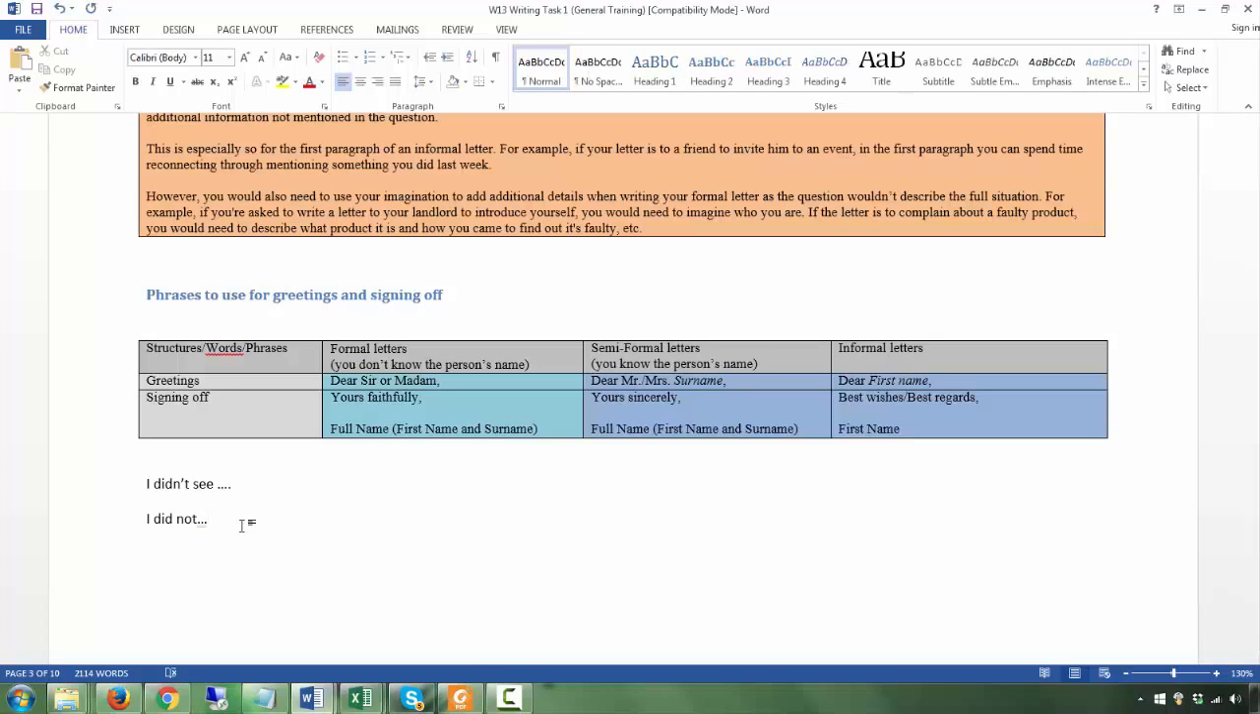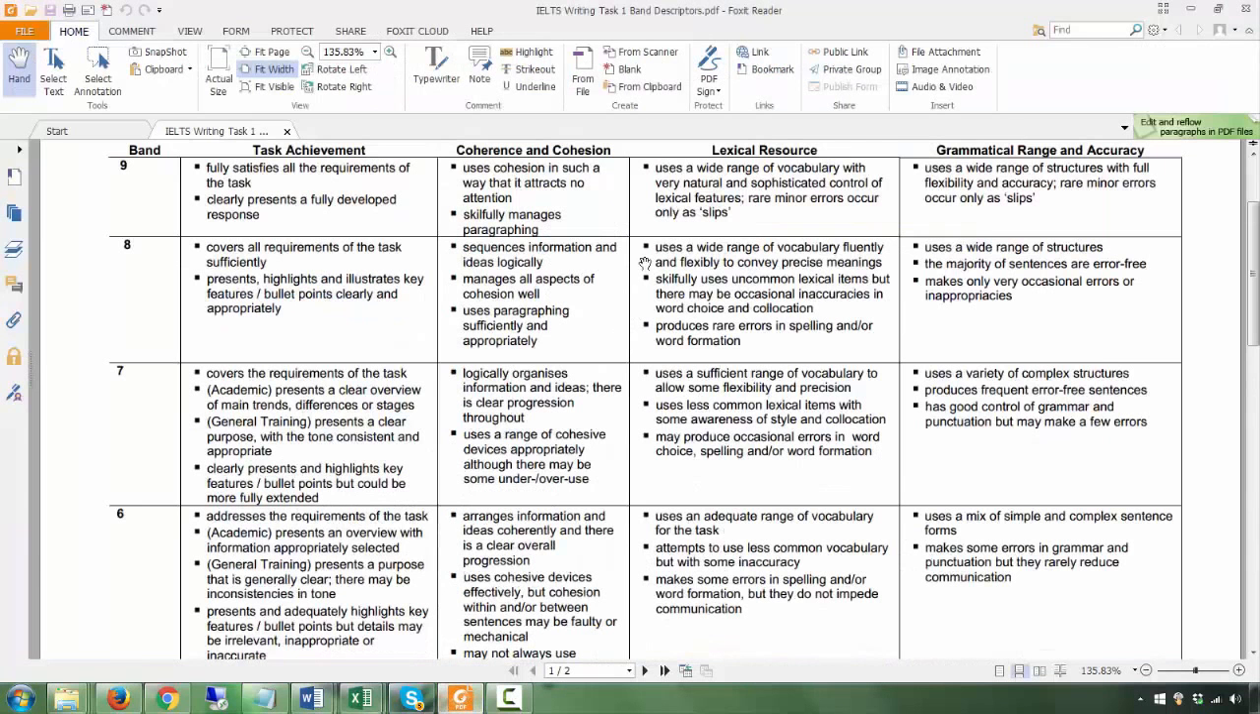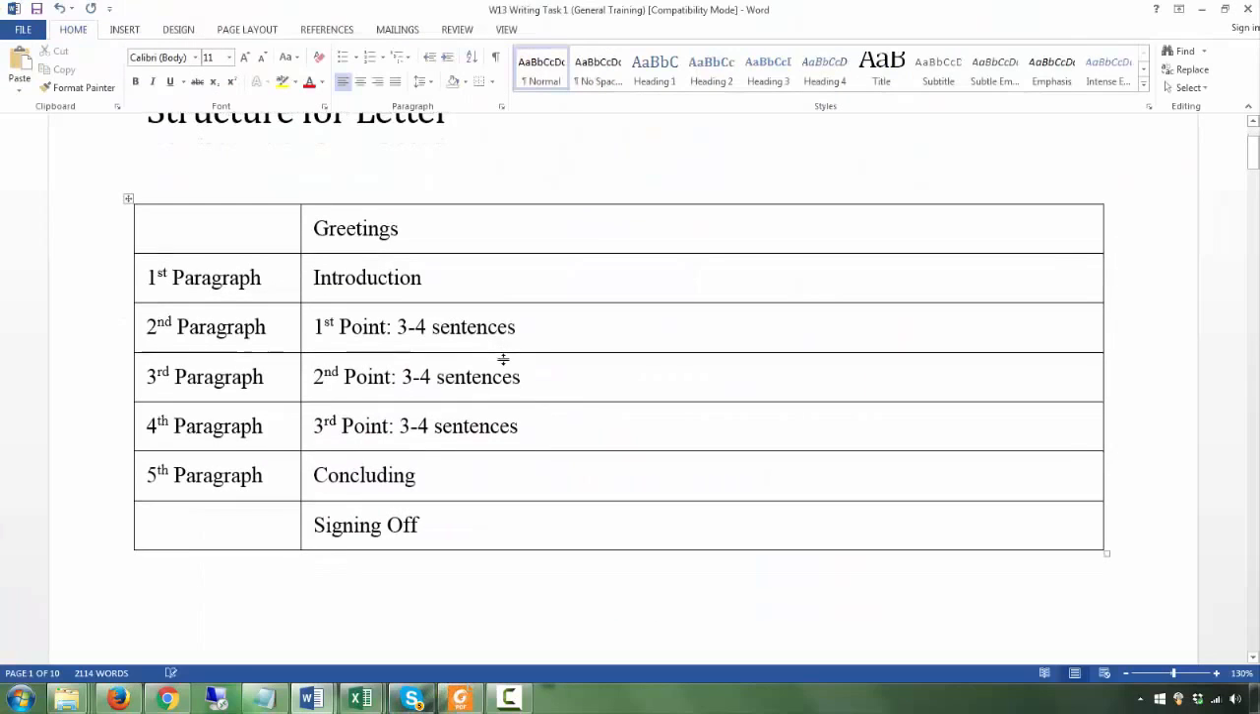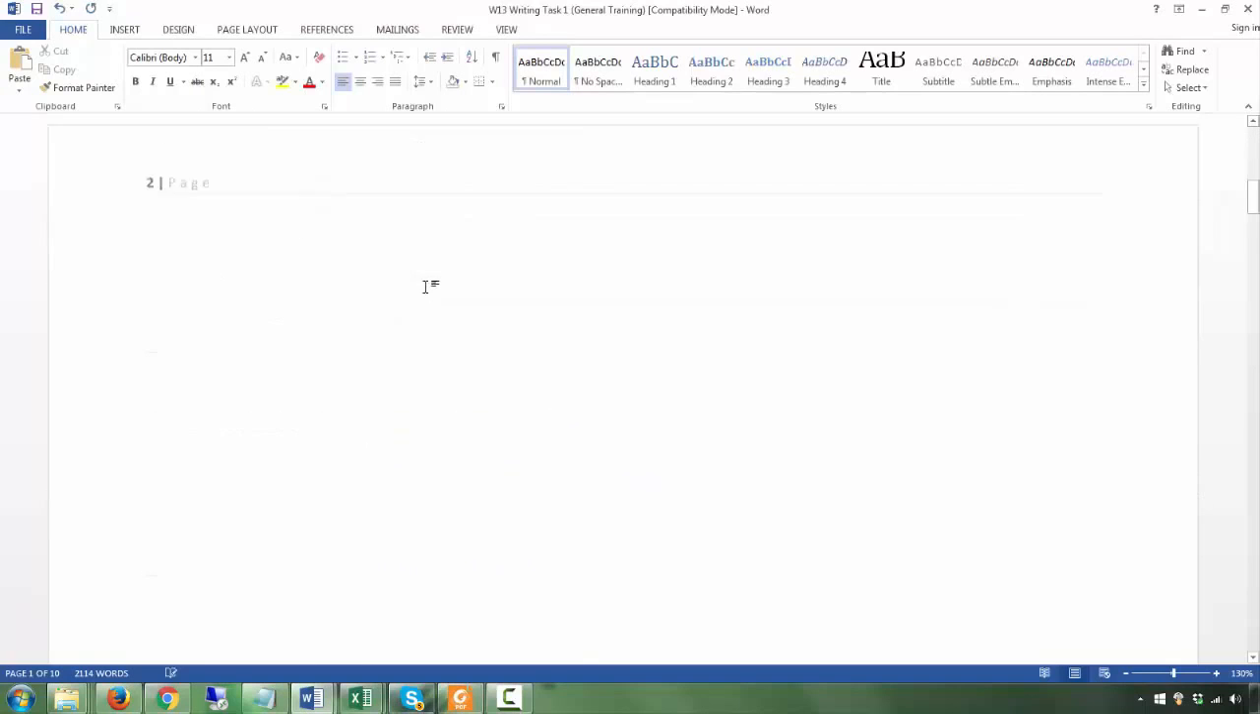So grammar and vocabulary are also important, and that's still part of the criteria: lexical resource, vocabulary, and grammar. Right, but of course for task achievement here, the thing you have to focus on is the tone. Going back to this, the introduction can just be one sentence.